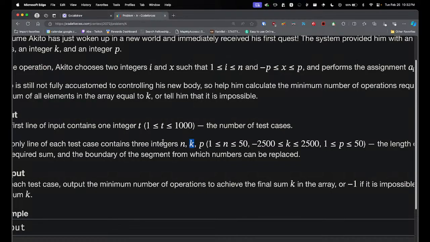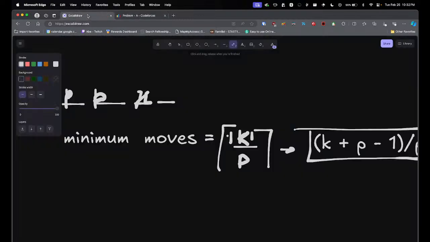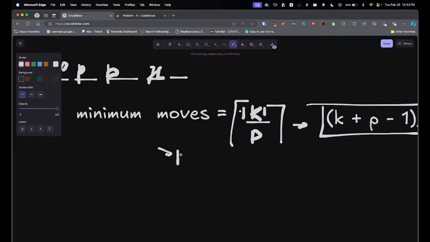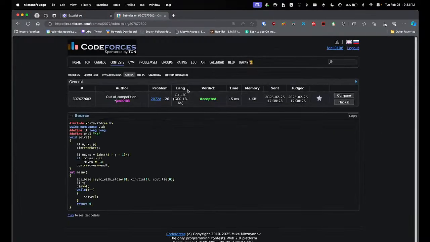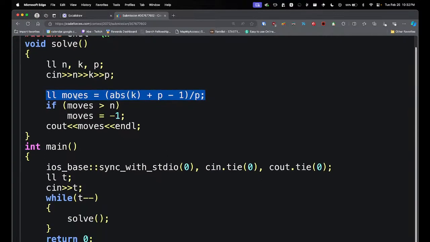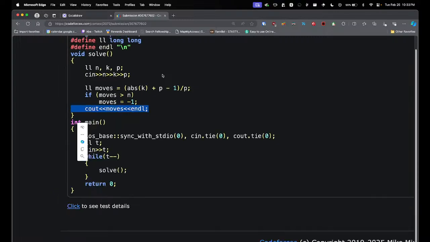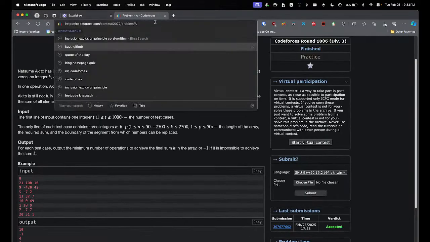Now the only thing you need to take care of is, where does n come into account? If minimum moves is greater than n, then the answer is -1. So that is the crux of the problem. Looking at the code, I take the input, I take the ceil, and after the ceil, if it is greater than n, it's -1, otherwise I print the moves. That's it. Any doubts here? I guess no. So moving on.